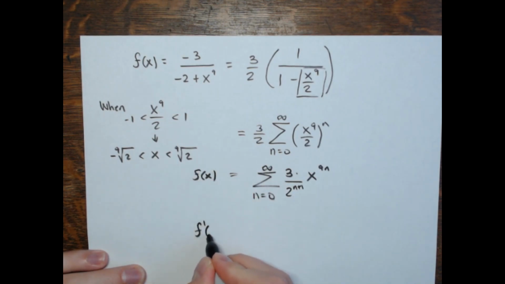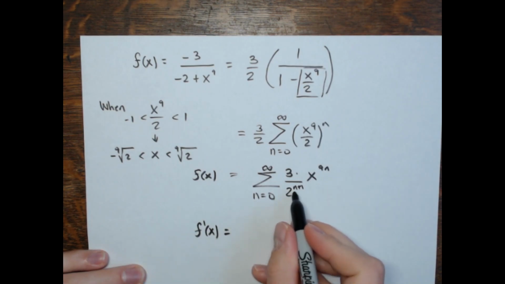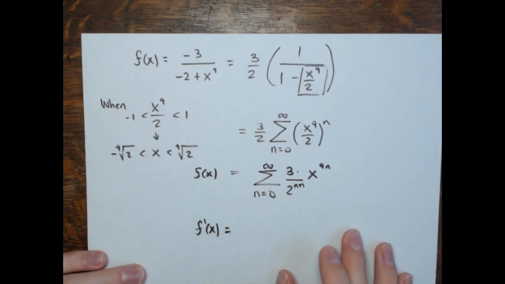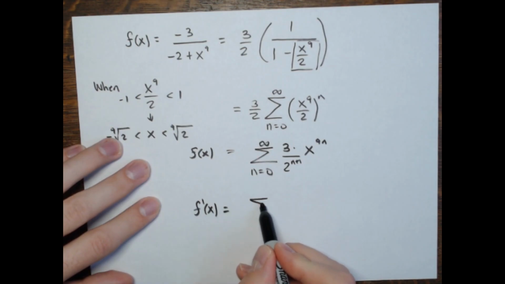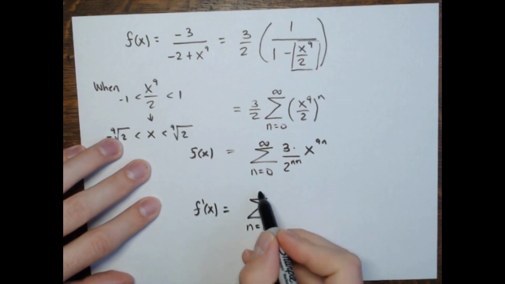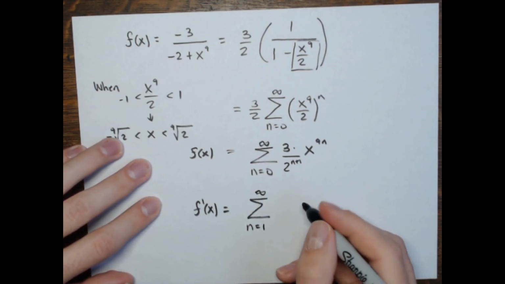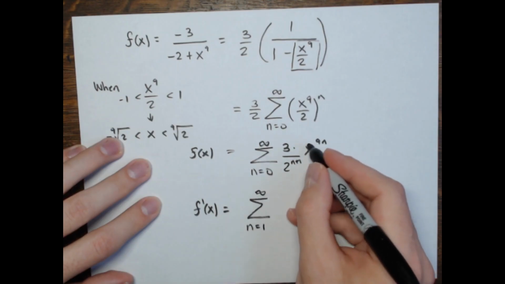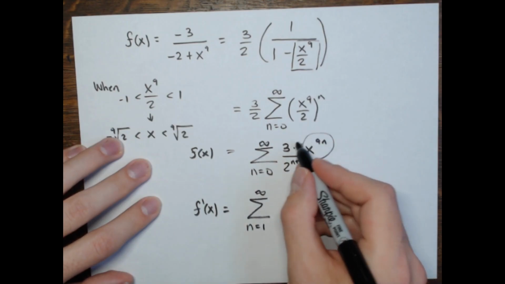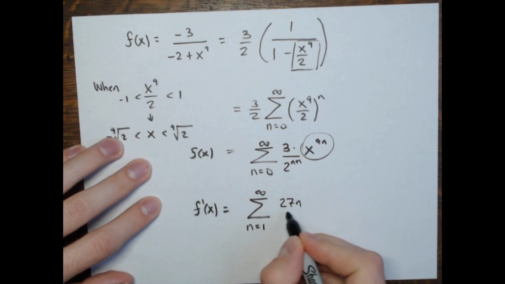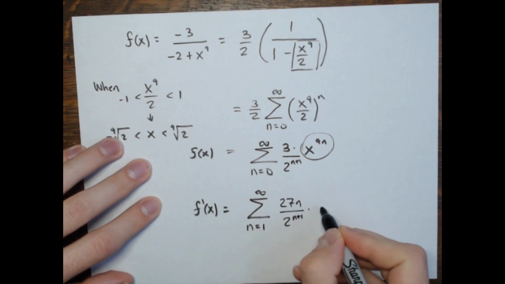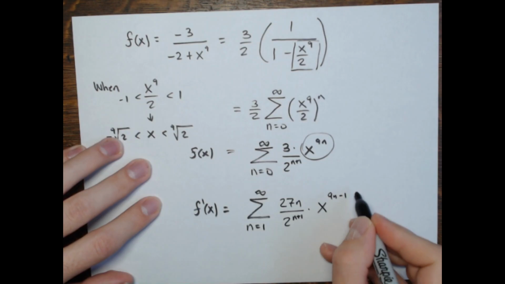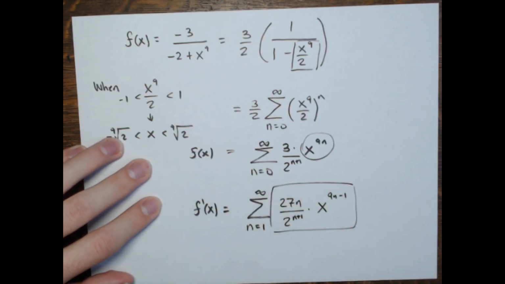Now when I differentiate, again, when n equals 0, this will be some constant here. So when I differentiate, that term's gone. So the sum from n equals 1 to infinity for the derivative of, and then when I differentiate this x to the 9n, 9n will come down, there'll be 27n over 2 to the n plus 1 times x to the 9n minus 1 power. And this is what they want us to enter, right?